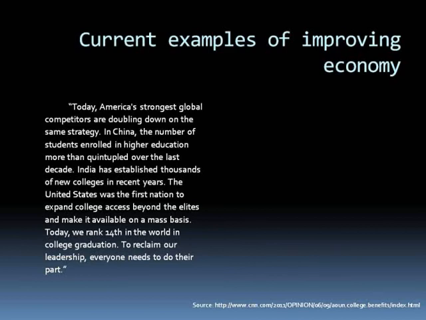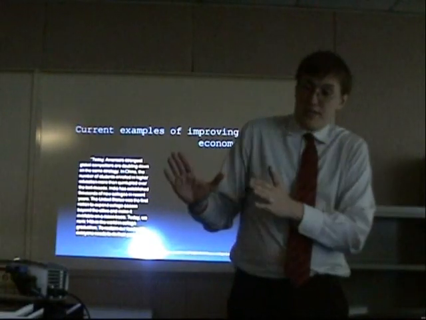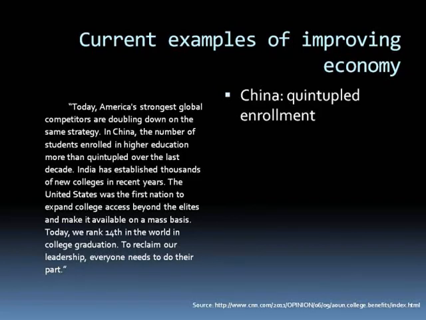Okay, so he's saying a couple things. First of all, he's giving current examples of an improving economy. Okay, so he gave you the historical examples, now he's giving you the current examples. And the current examples he gives are China, which has quintupled enrollment in its colleges, so 5 times as many people are going to college in China than were, and India, which is building more colleges.